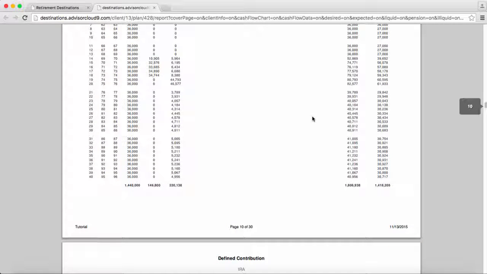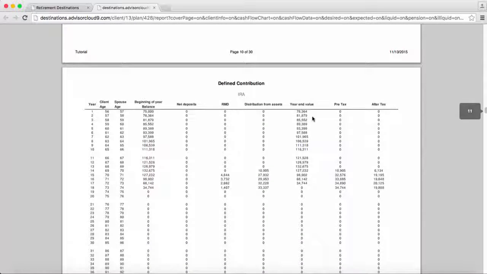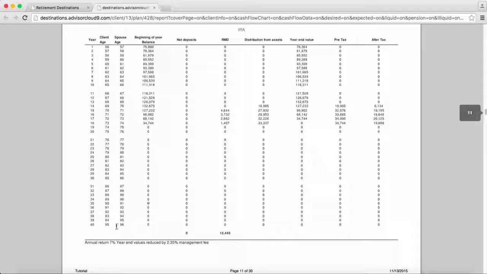The following few pages break down each pension asset and include details such as deposits, RMD withdrawals, distributions, and beginning and year-end balances. In the pre-tax and after-tax column, you can see how much gross distribution were taken each year and what after-tax income was supplied. At the bottom of the page, you can see what growth rates and management fees were used for the account in creating these projections. If market dynamics was applied, you'll see the time period that was used for the S&P 500 historical returns.